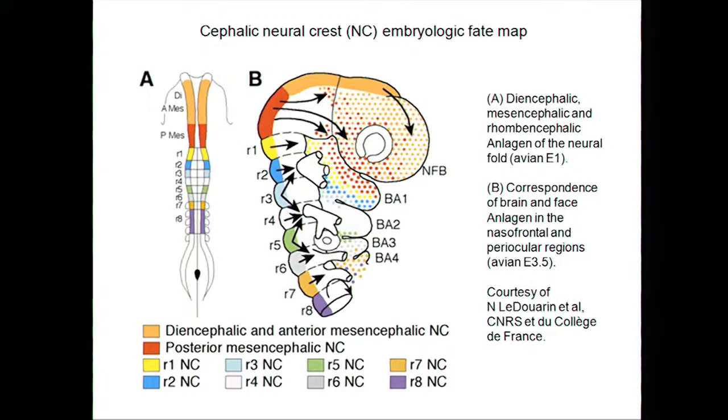And you see that there's a lawful relationship, so that this orange part, which refers to the diencephalic and the anterior mesencephalic neural crest, migrate so that the area around the eye and also the nasal frontal regions are populated by these cells. So taking this type of approach, you can make some predictions about dysmorphology within certain areas of the face and how they relate to regions of the brain.